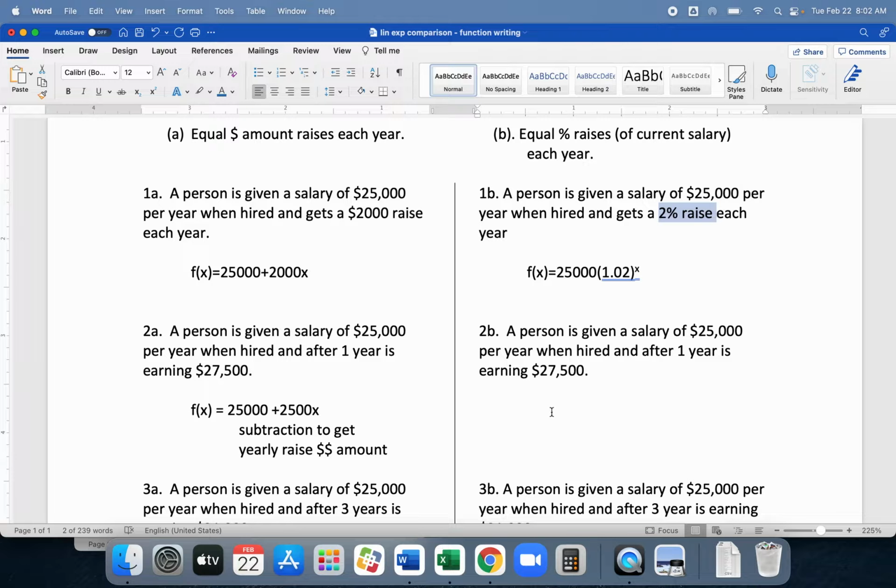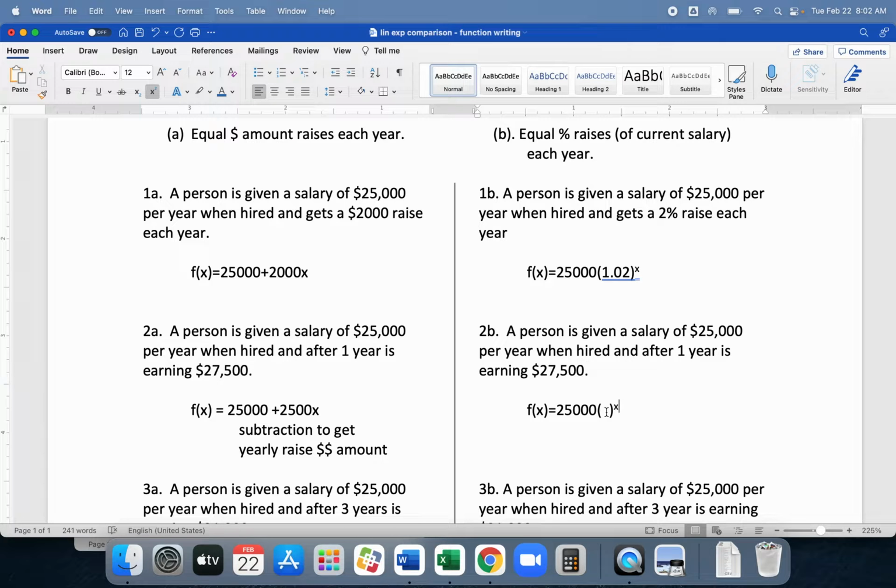All right, so for 2b, again, we're missing the percent growth that we supposedly have. We have to compute it, but the function starts out the same. F of x equals 25,000 times something raised to the x power. That's going to be our function structure.